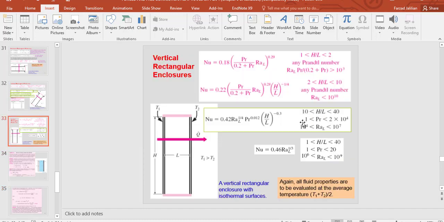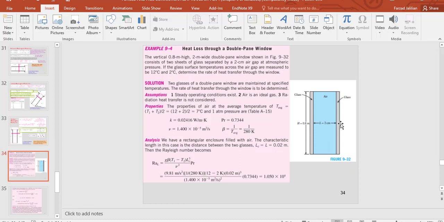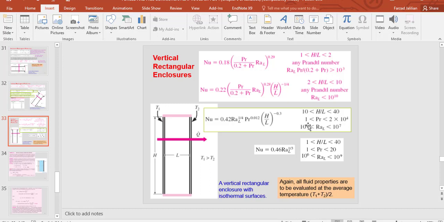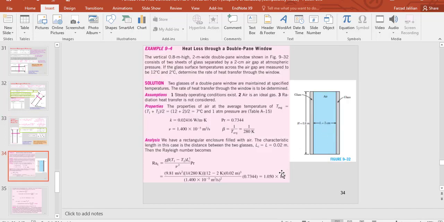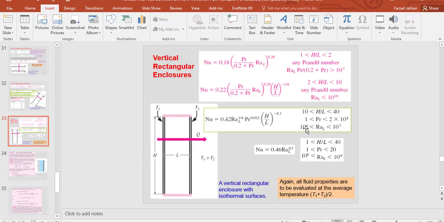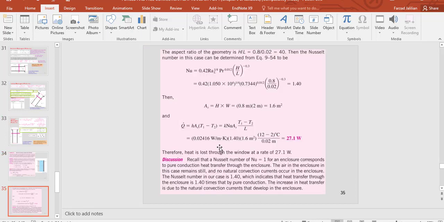When the Prandtl number is between 1 and 2 times 10 to the power 4, okay, our Prandtl number is this much, close to 1 actually. And also the Rayleigh number between these two values, 10 to the power 4, 10 to the power 7. Let's see our Rayleigh number. Yes, it is close to this value, actually higher than that, in this range. So we should use this equation to find the Nusselt number.